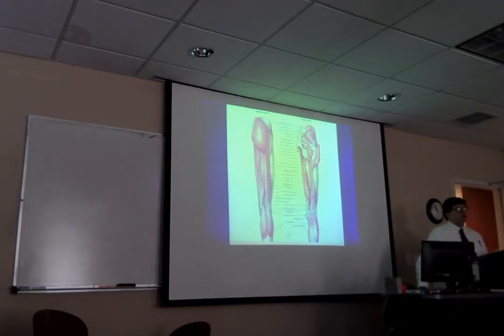Now, the gluteal nerves are branches off of the sacral plexus.